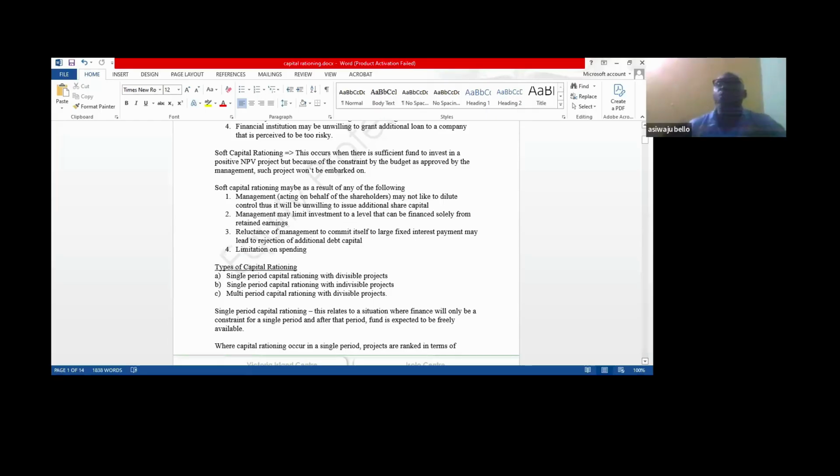Banks are willing to give you loan. But on your own, you say you are not taking loan. You have a viable project to finance. Bank is willing to offer you loan. But based on management decision, you refuse to collect the loan.